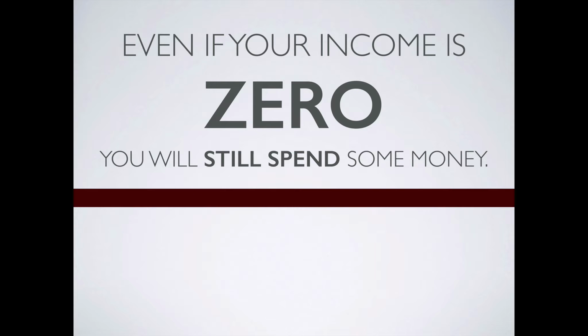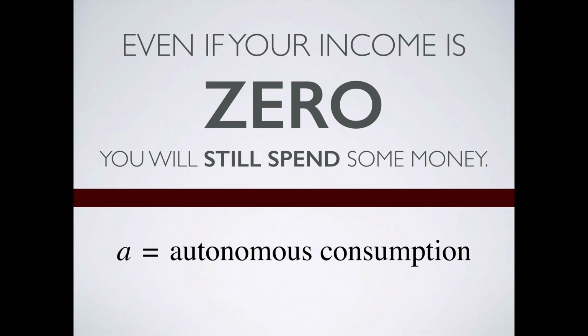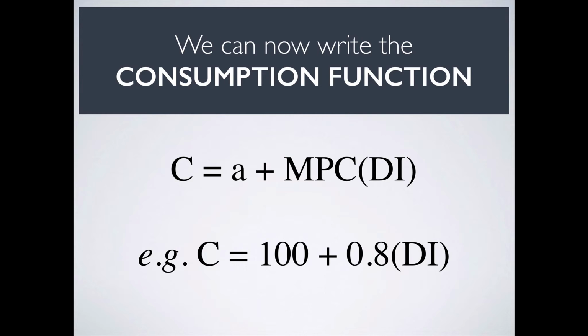Now, even if your income is 0, you will still spend some money. This is called autonomous consumption, meaning it's not really driven by income. So we call it little a. So we can now write the consumption function, and it's going to look like this in general: C equals little a plus the MPC times DI. Now remember, this DI term right here isn't two things. It's not D times I, it's one thing just called DI. Same thing with the MPC. That's not three different terms. That's one term.